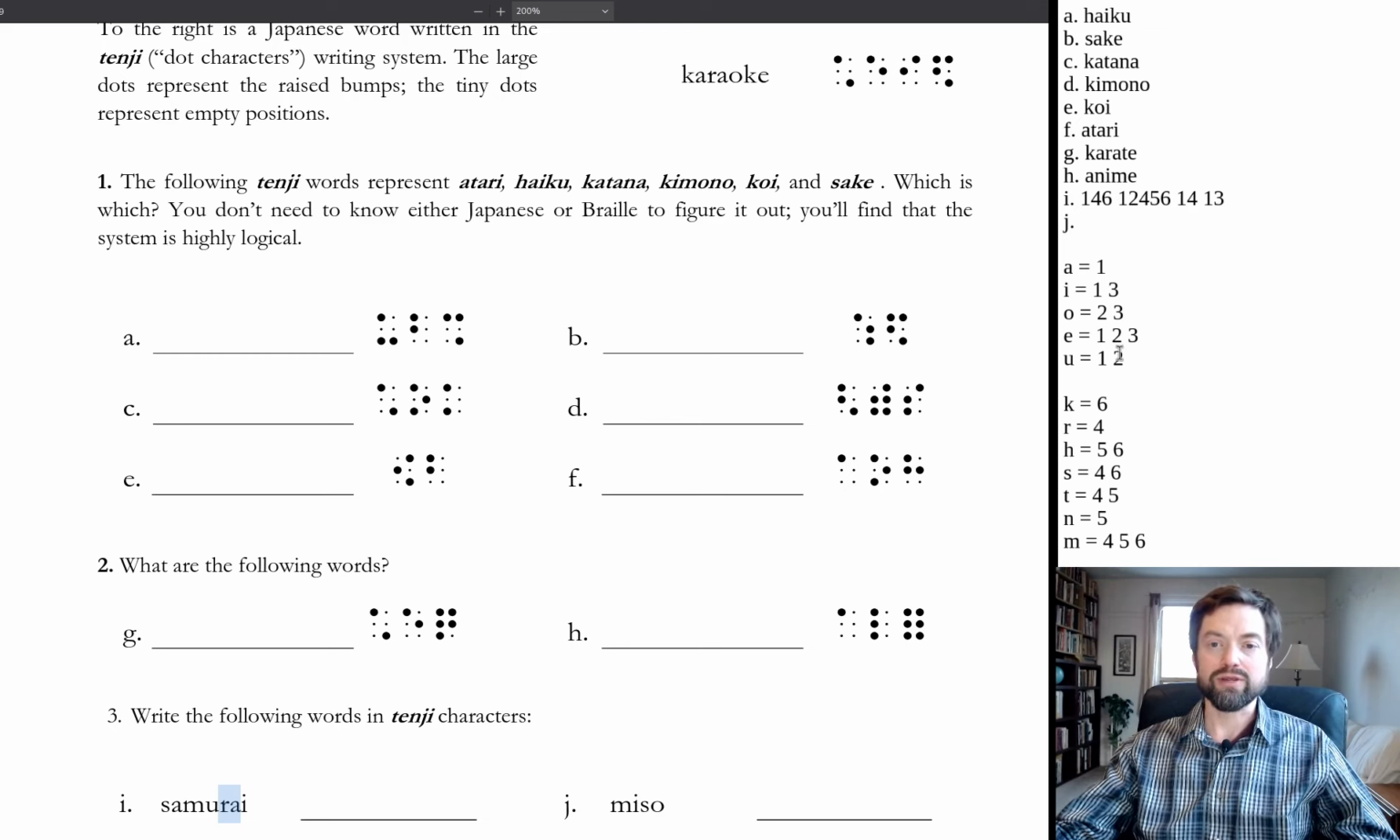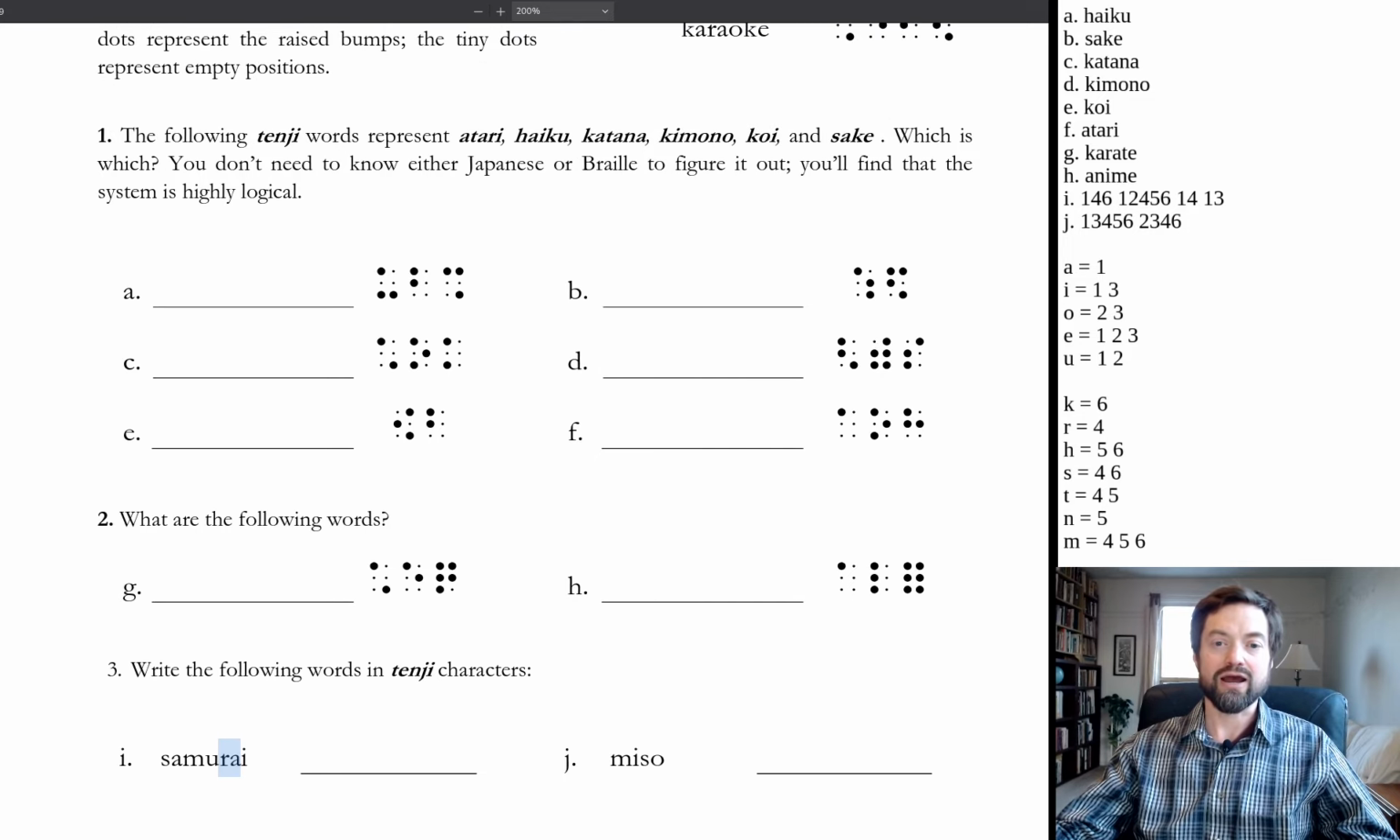And finally for miso, well, we start with the E would be 1, 3, and the M is 4, 5, 6. So we go 1, 3, 4, 5, 6. And finally, we have so. So we have the O is 2, 3, and the S is 4, 6. So we have 2, 3, 4, 6, and you draw it out, and that is it. That is how you solve it.